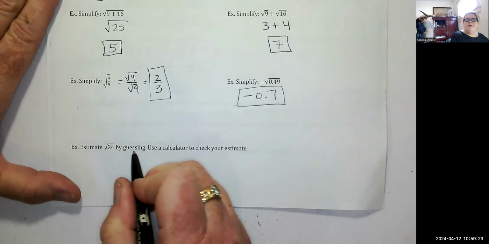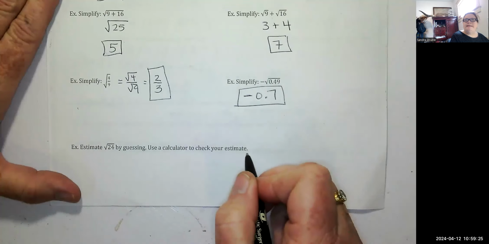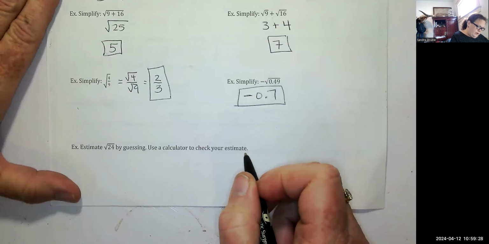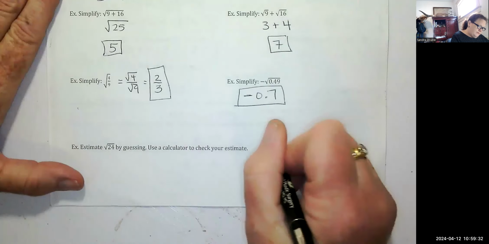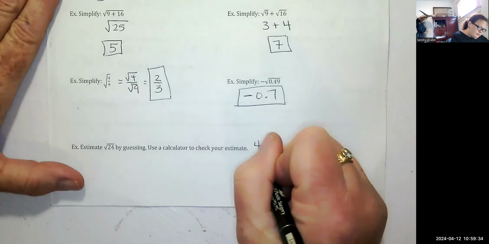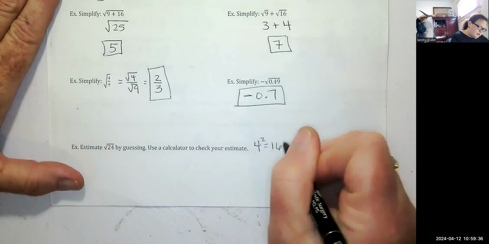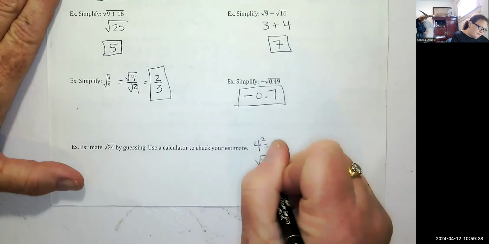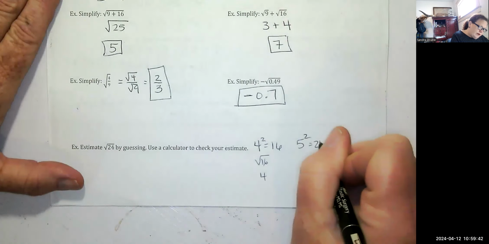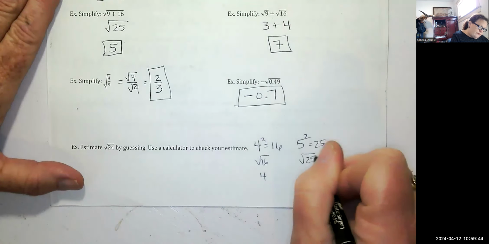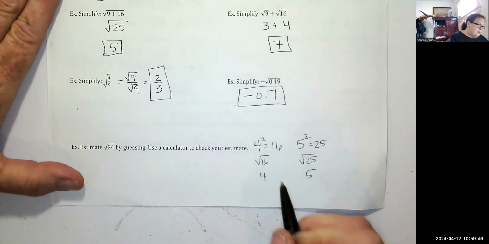Estimate the square root of 24 by guessing. Use a calculator to check your estimate. Okay, well, I'm going to think of the two square roots in between there. 4 squared is 16, so the square root of 16 is 4. And 5 squared is 25, so the square root of 25 is 5. And this is the square root of 24.